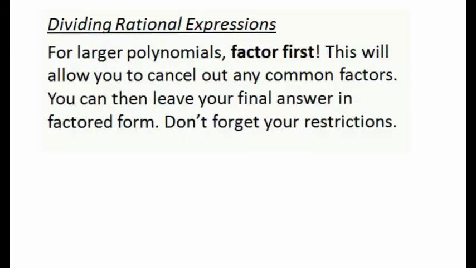Just like we did for multiplying rational expressions, make sure that if you're dividing two larger rational expressions, that you factor first. Not only will factoring first allow you to cancel out any common factors as you move through the multiplication step, but you also need to use your fully factored form to write down all of the restrictions before we cancel out any of our common factors inside of that multiplication step.